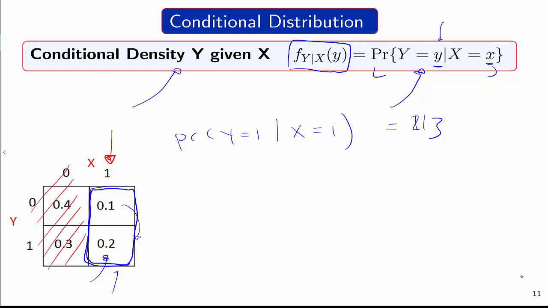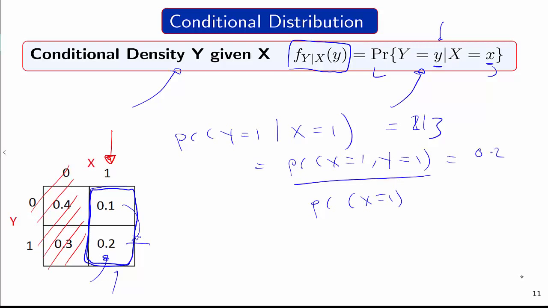We can also see this would follow by Bayes' rule. This is just equal to the probability x equals 1 and y equals 1 divided by the probability that x equals 1. Well, this is just 0.2, and the probability x equals 1 was 0.3 and 0.2 added together, which gives us 2/3. So this actually shows where Bayes' theorem comes from. We can work this out by Bayes' rule, or we can see that within the world where x equals 1, y equals 1 occurs twice as often as y equals 0, which says that the probability was 2/3, and so on.